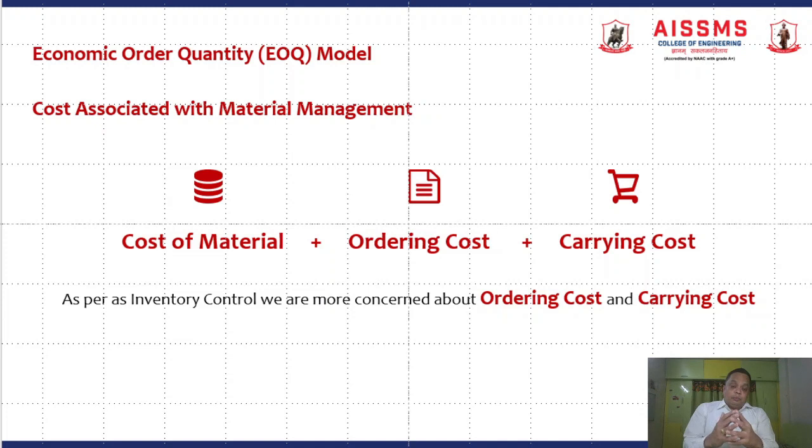Sometimes it is very difficult to minimize the cost of material, but for ordering cost and carrying cost we have something to do, and we are going to focus on these two. These two costs are basically associated with the inventory cost. We will try to understand how the ordering cost and carrying cost react and how they are associated with each other.